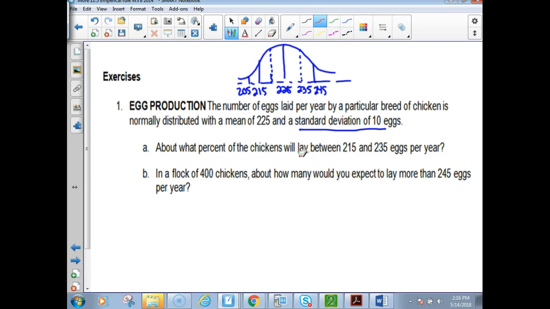It says, what percent of the chickens will lay between 215 and 235? Well, that's between 2 standard deviations of the mean. Uh-oh. I didn't go all the way to 245. So you see what I need to do? I need to stop at 235. I can't assume it's even on either side of the mean. So 215 to 235 is at, what did I do? Did I label that thing wrong? This is 215, isn't it? Oh my gosh, I need to start over. All right, here we go.